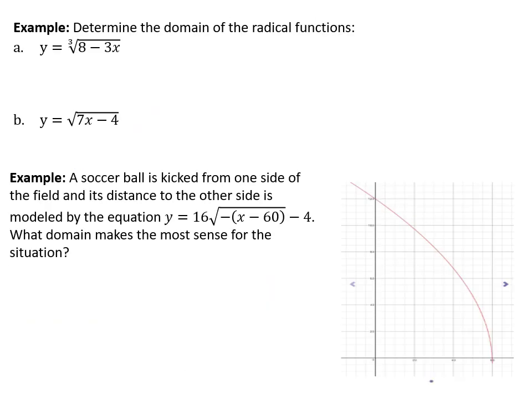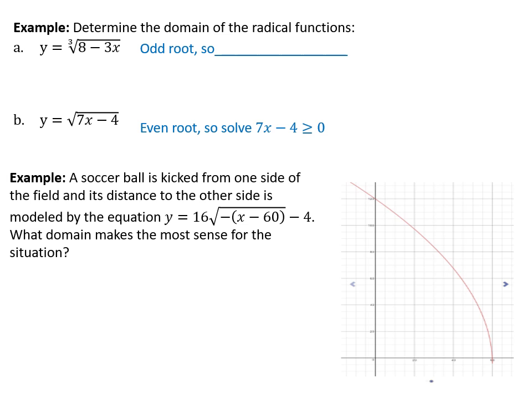So here we've got some examples to figure out the domains. Start with the first one, y equals the cube root of 8 minus 3x. Even root or odd root? It's an odd root, so give me your answer. B, y equals the square root of 7x minus 4. Square root's an even root, so we take 7x minus 4, set it greater than or equal to 0, and solve. You tell me the domain.